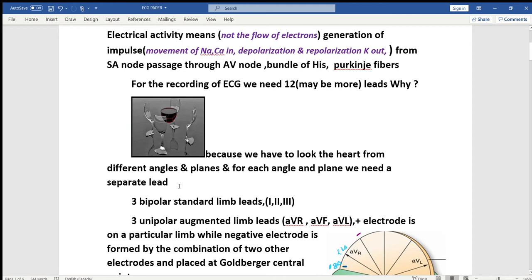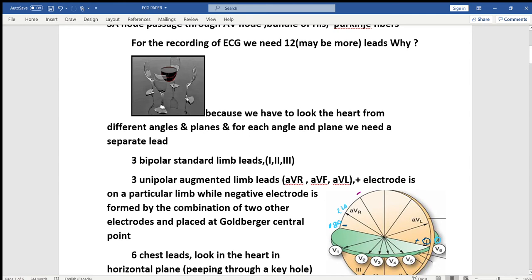One of them is known as the three bipolar standard limb leads, which are written with the Roman numerals 1, 2, and 3. Bipolar means they have two poles. One pole is on one side and the other pole is on the other side. So we have three bipolar leads. We will see later where they are going. Actually, lead number 1 goes from your right shoulder to your left shoulder. From the right shoulder means negative, towards the left means positive. I will show you a diagram soon from which you can understand these three leads very easily.